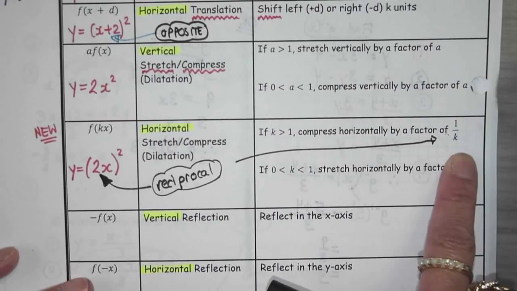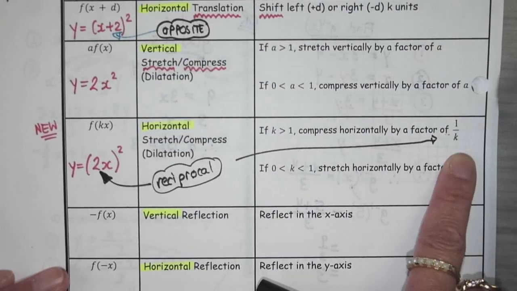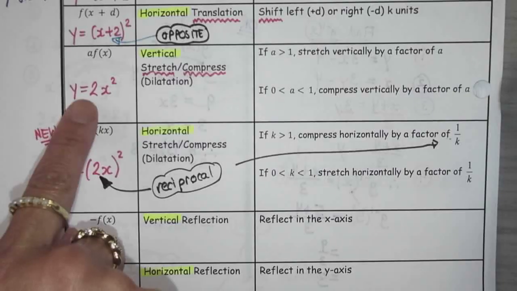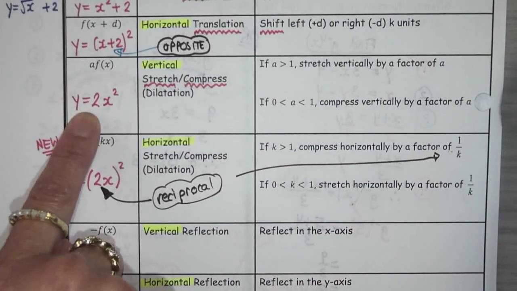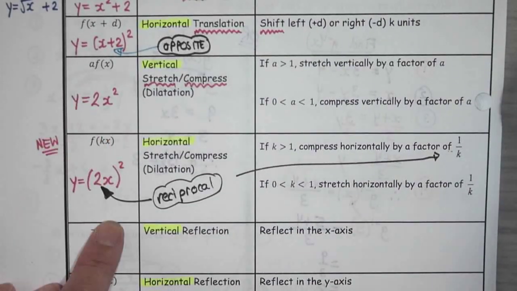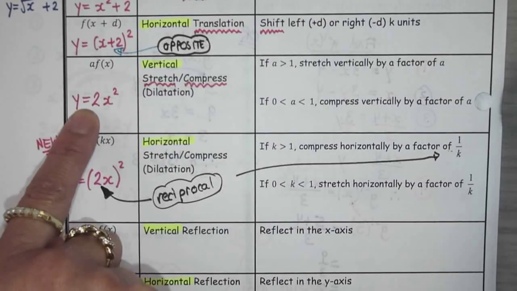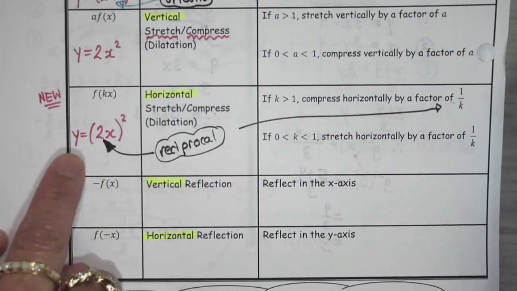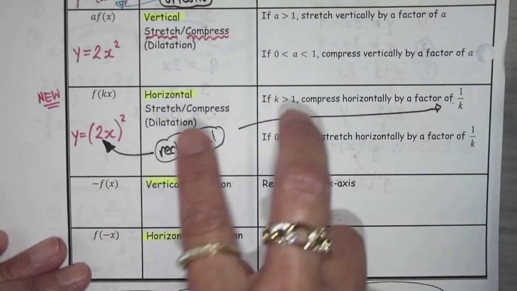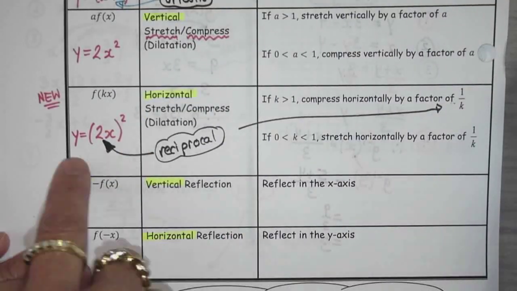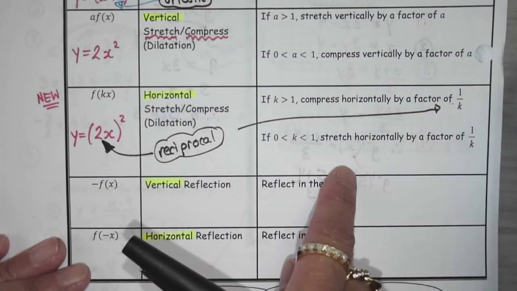So if it's not in a bracket, being above 1, it stretches. But if it's in a bracket, being above 1. Yep, the question is, if it's not in the bracket, it's regular vertical stretch or compression. If it's in the bracket, it's horizontal, and it's the opposite. So it's going to be reciprocal. That's where our focus is going to be for tomorrow. We're going to do a bunch of the new ones.